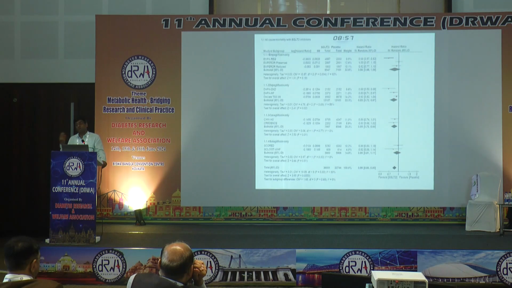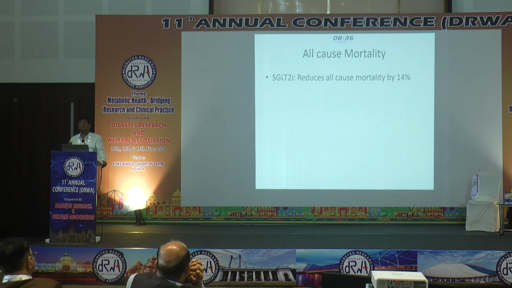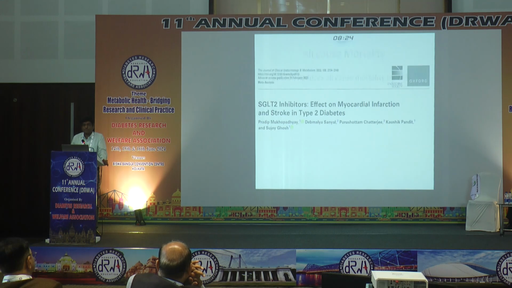Now what about all-cause mortality? Again, you can see consistently across the board, all-cause mortality is reduced by SGLT2 inhibitors, and it's probably the same for all of the drugs. In fact, if you're looking at subgroup analysis, DAPA and CANA probably did even better than EMPA. So, 14% reduction of mortality. So what kind of deaths are we actually preventing? Deaths are being prevented, there is no doubt. And death is a very hard endpoint. You just can't fudge death data.